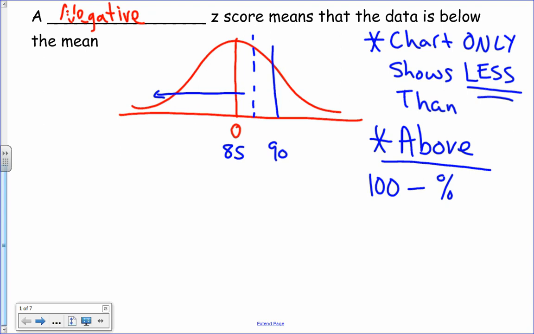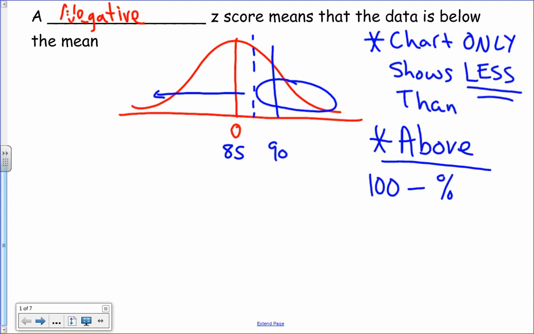But what if you wanted to know 87 or above? You would take these percentages and subtract from 100, because all the percentages add up to make what? 100. So if the z-score gives you everything less, and you want to know what's above, take 100 and subtract what's less, and you'll have the remaining percentages. We'll talk about that a little more as we go on.